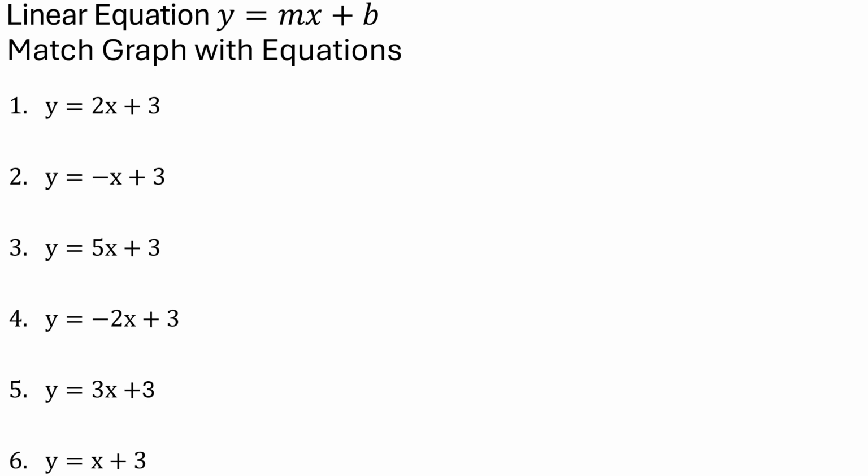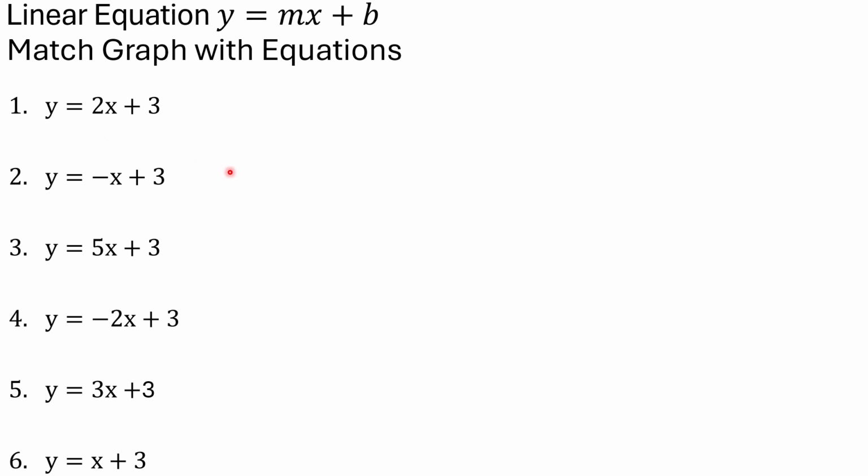Okay, another video helping you practice matching equations with line graphs. So as you look at these equations, I picked one thing to keep constant. Do you see what that is? Keep this plus 3 term constant. That's associated with this b term here, which if you remember is our y-intercept. So the only thing that changes between these 6 equations is the m value, the slope.